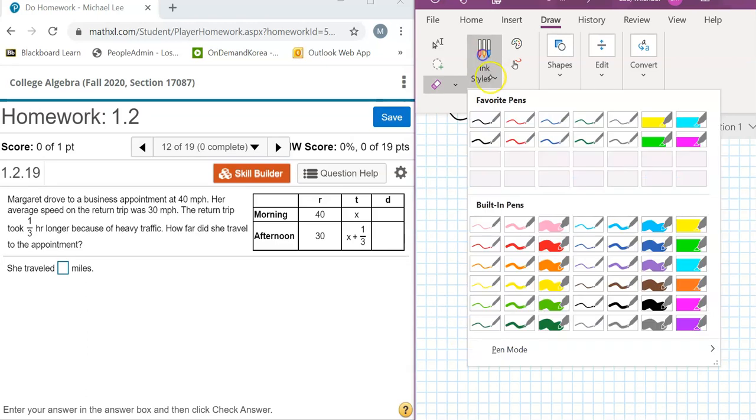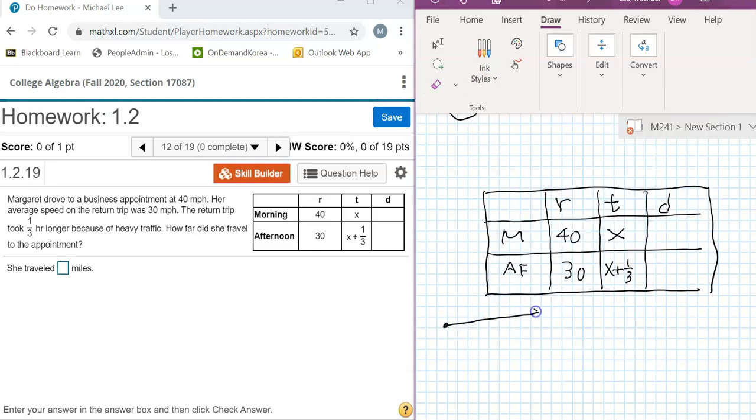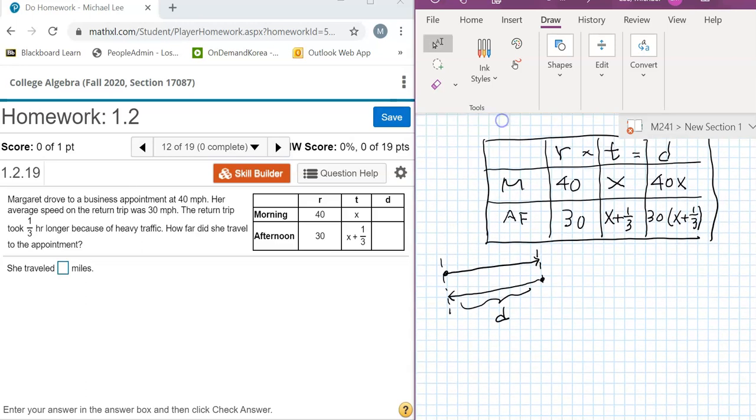she went to the appointment, and then after that she came back. The distance is the same. That is the distance. So that distance is rate times time is the distance. So this is 40x. This is 30 times x plus 1/3. So we let these two expressions equal. 40x equal to 30 times x plus 1/3.